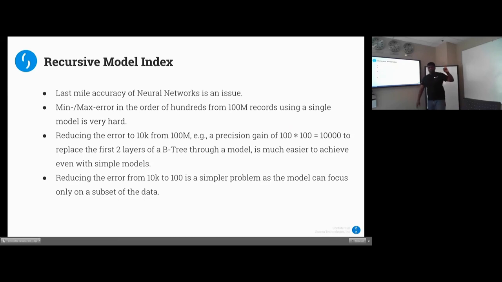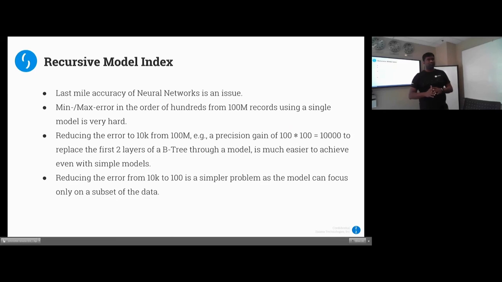Unless your hyperparameters are really, really good. We'll talk about that a little later. So reducing the error from 100 million to 10K is actually easier. Then from 10K to 100 is an easier problem to solve. So chunk it out, and modelize in such a way that you can actually solve the problem. That's what the recursive model index does.